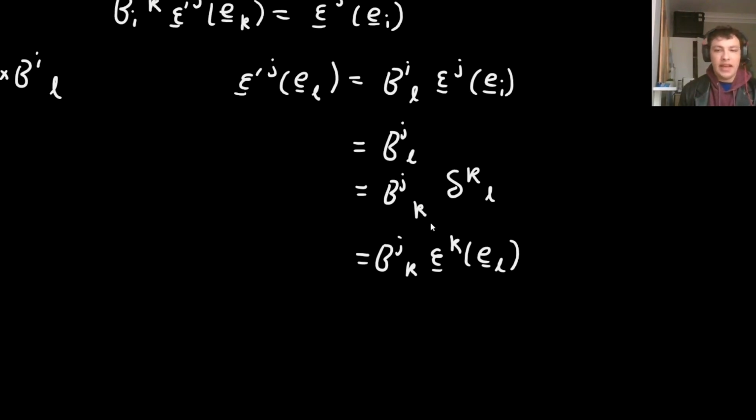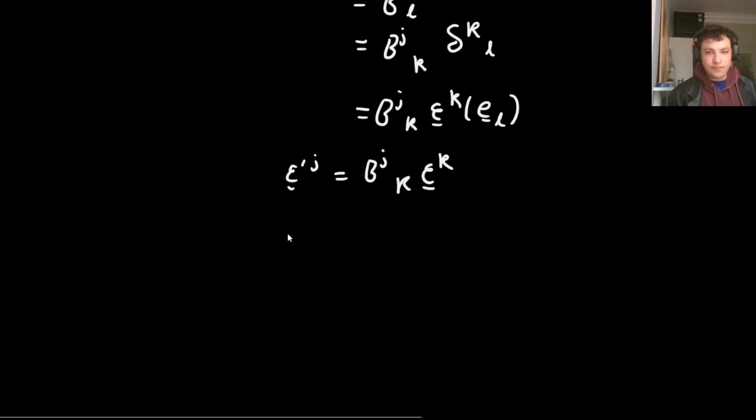Now that means that epsilon'^j and b_jk epsilon^k are the same on every basis vector e_l, and so that means they're the same on every vector in V, and therefore they have to be the same map, because that's what it means to be the same map. They're equal everywhere. So epsilon'^j equals b_jk epsilon^k. We're done. So the dual basis now transforms contravariantly. It transforms oppositely to the standard basis.